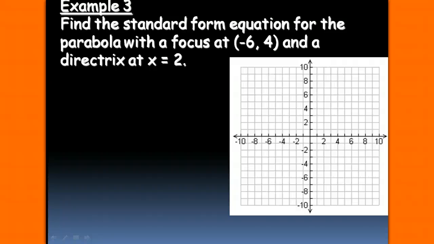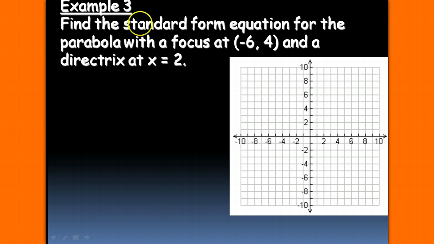Welcome to part 2 of Parabolas, 5.1 in our Integrated Algebra 2 here. So we're going to just continue the examples that we started in part 1. This is just going to complete the examples from our notes. So we're going to start off today with example 3.